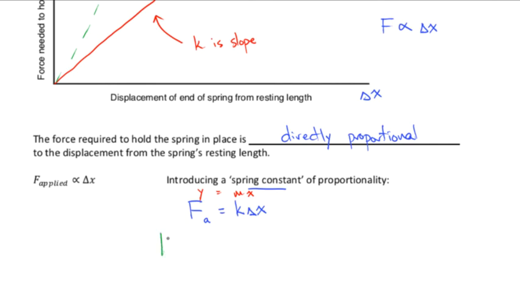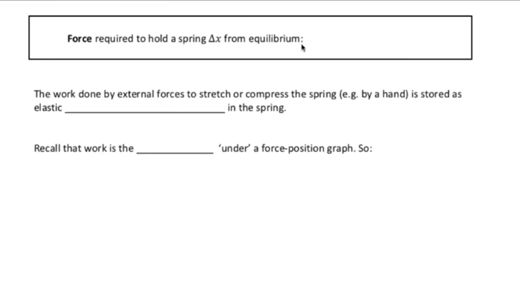This relationship is called Hooke's law, after the scientist who described it. In summary then, the force required to hold a spring at a displacement delta x from equilibrium is given by k times delta x. Now, the work done by the external forces to stretch or compress the spring, so the work done by my hand, is stored as elastic potential energy in the spring. So let's talk about that potential energy next.